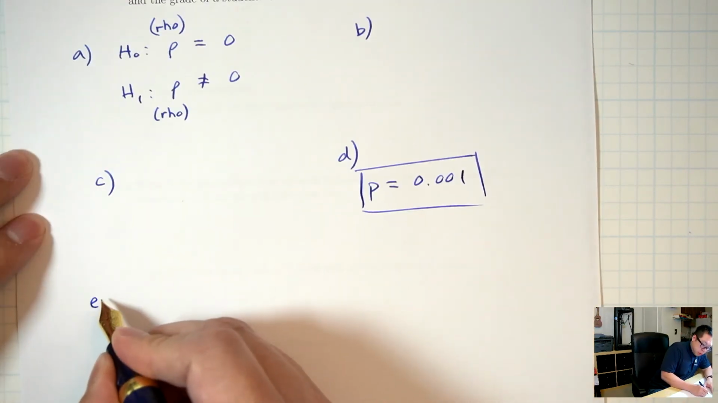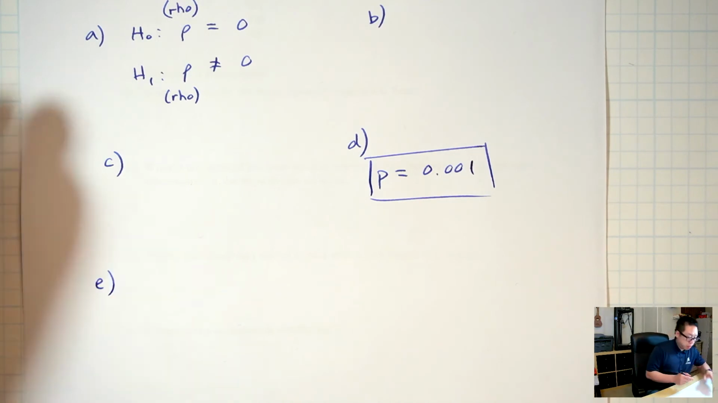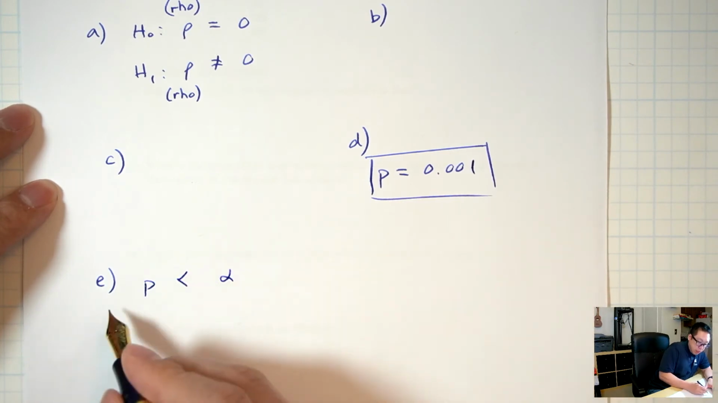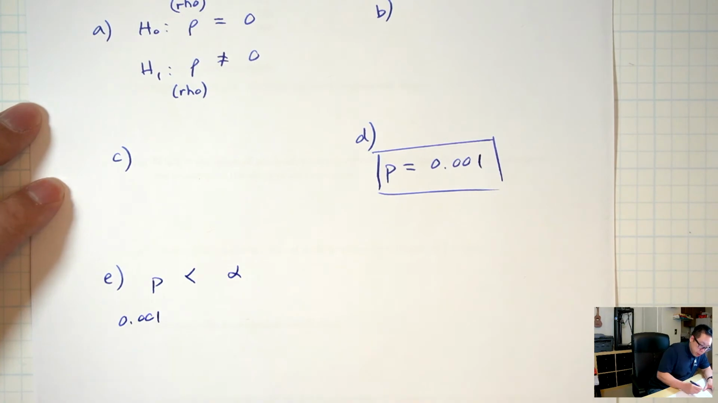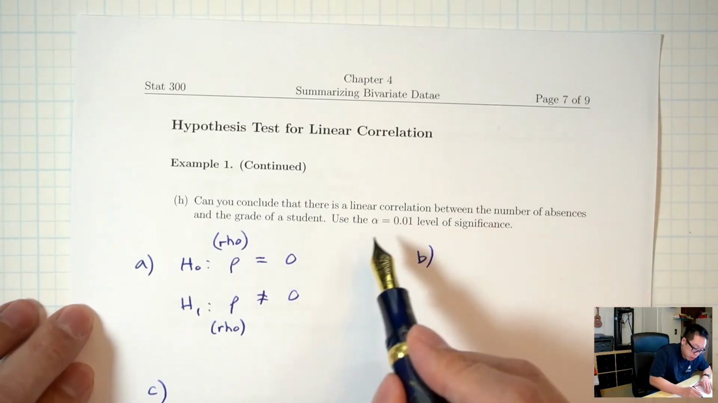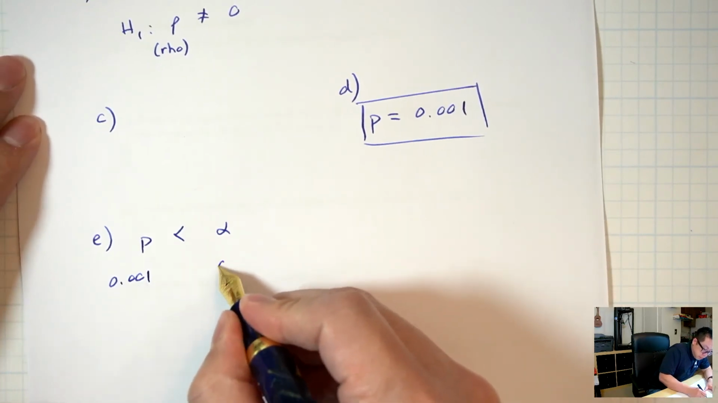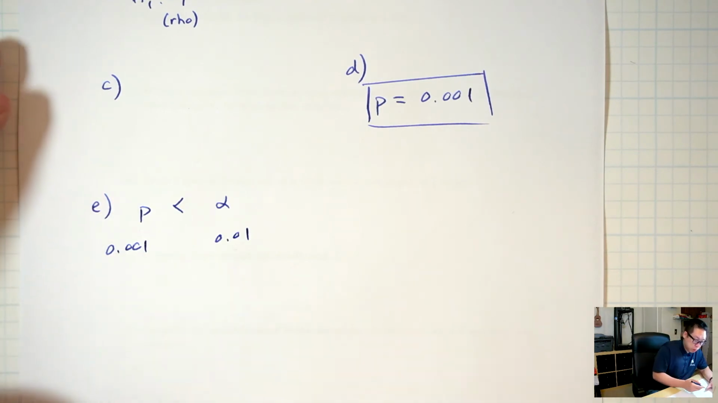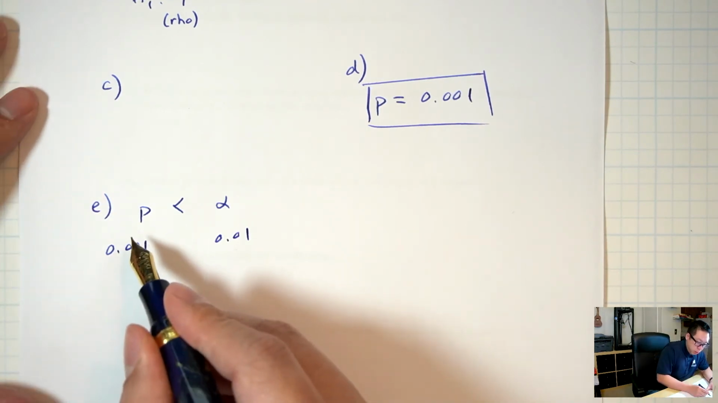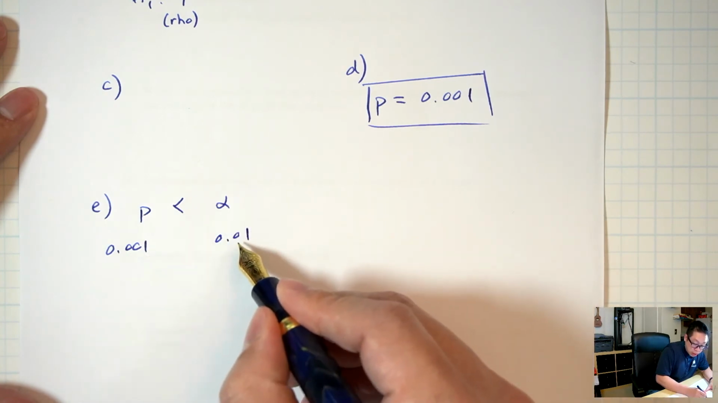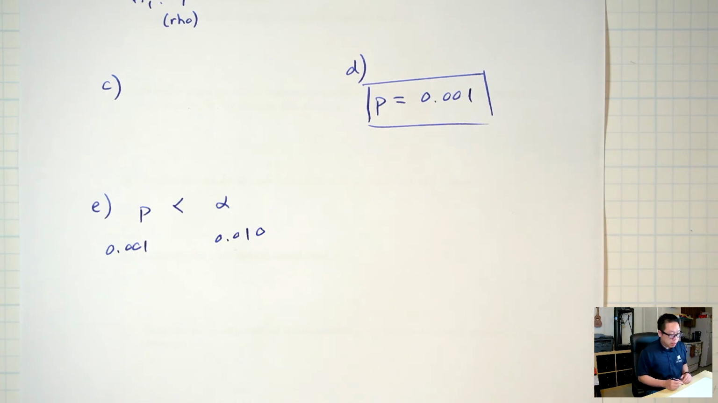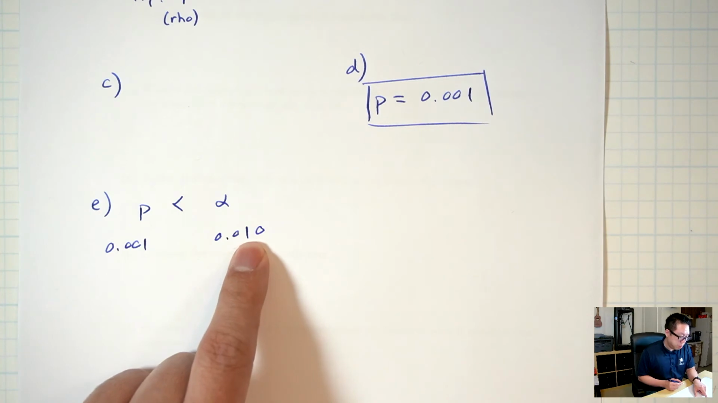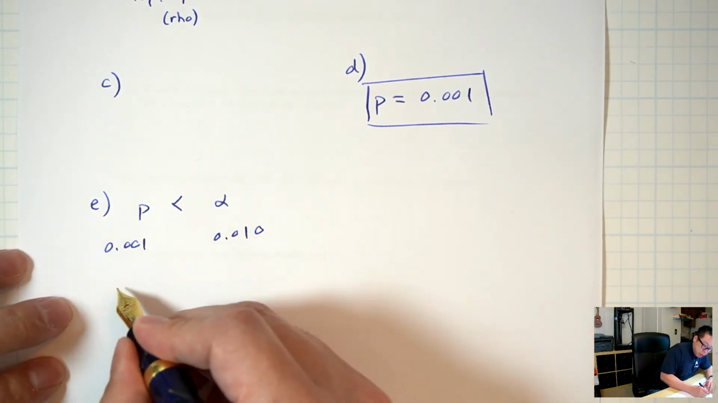Then part E, which is reject or don't reject H0. Same thing as before. We're going to look at our p-value and compare it with our alpha and see if it's less than. Our p-value is 0.001. Our alpha in this case was 0.01. The question is, is the p-value less than the alpha? If you need to, add zeros to make it match the number of decimal places. Our p-value has 3 decimal places, and our alpha currently only has 2, so let's add a 0. This is really just saying, is 1 less than 10? Yes. So it is less, which means we do reject.